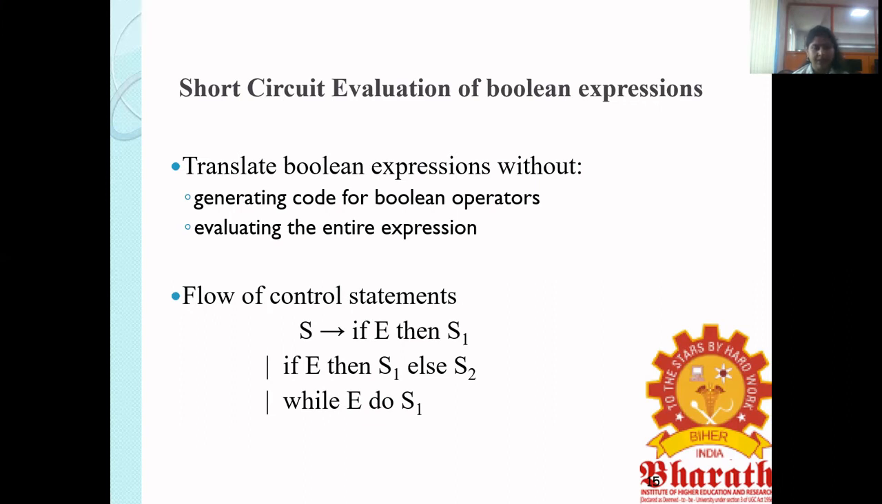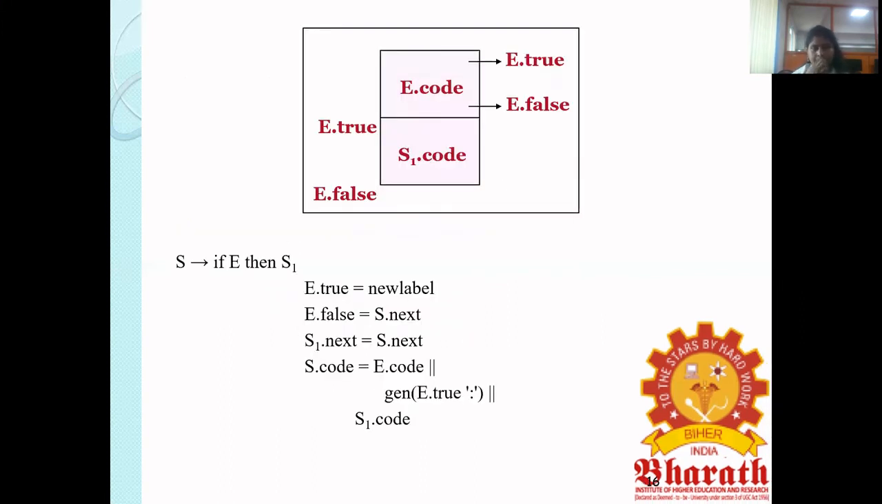In the S code, we have written if E then S1. The same thing we already discussed, but now we're going to write the code differently: if E then S1, if E then S1 else S2, while E do S1. First, here is the circuit.